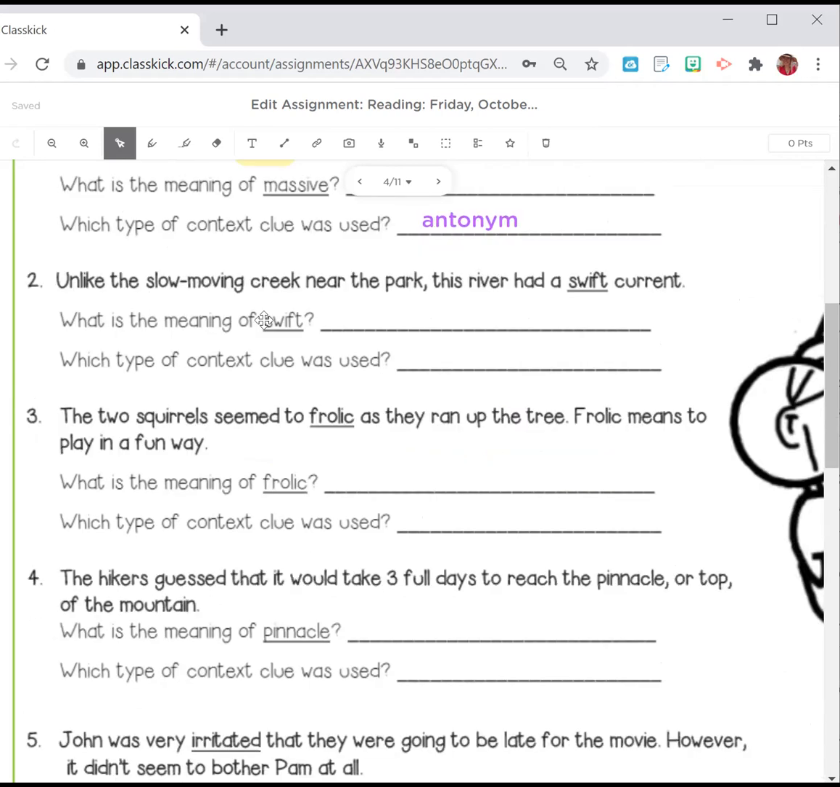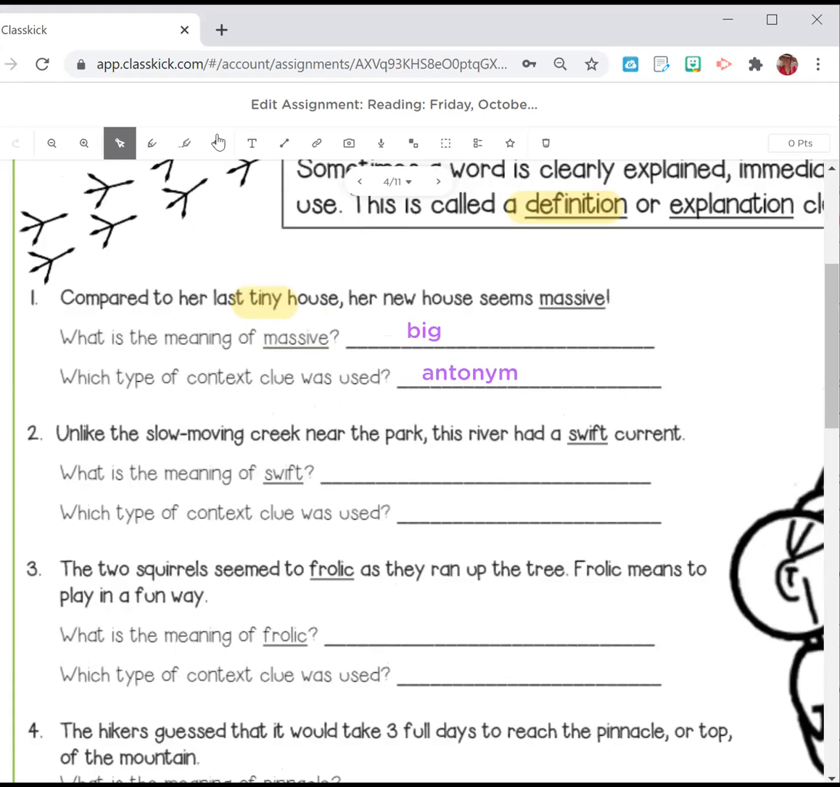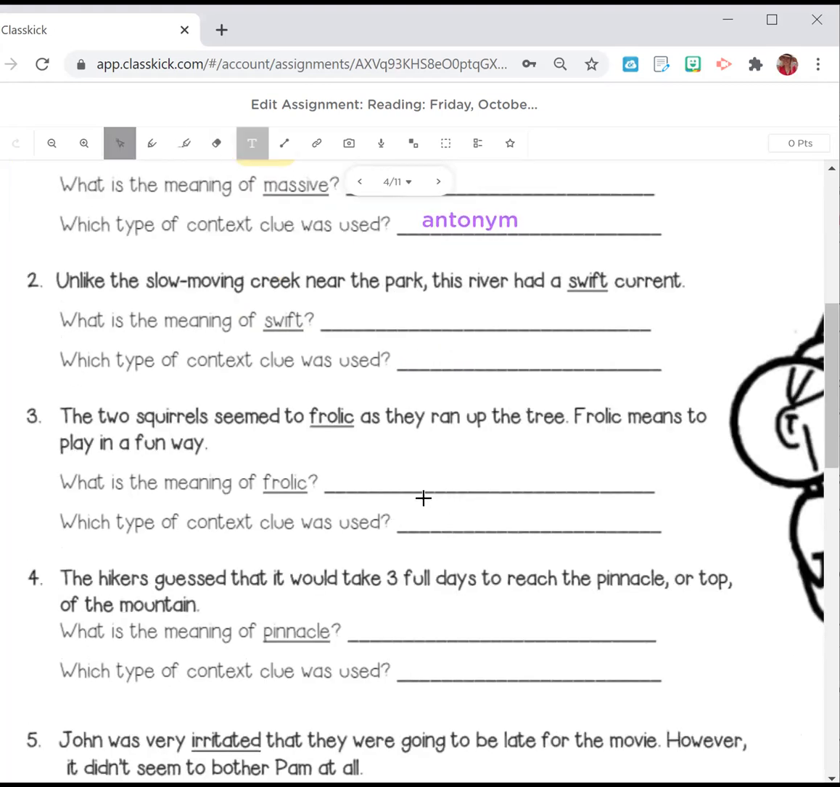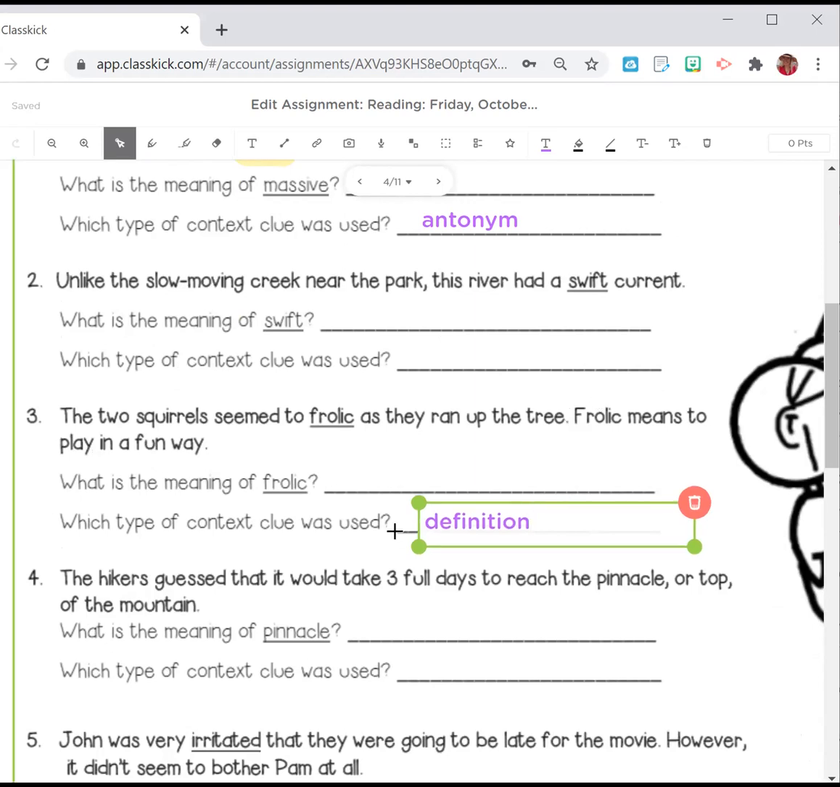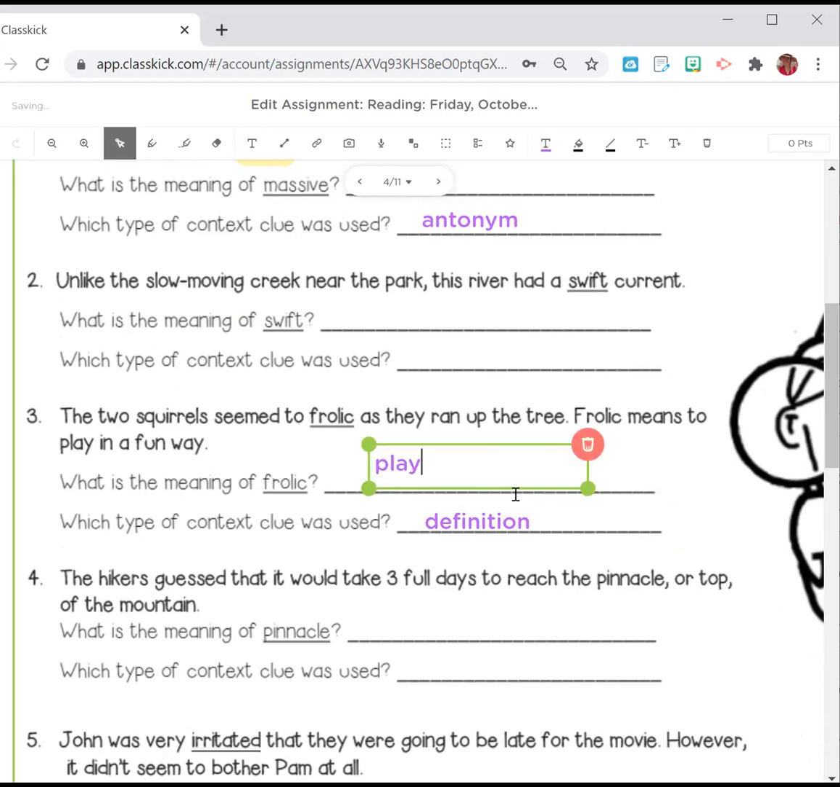Number 3, you're going to do number 2 on your own. Number 3, the 2 squirrels seemed to frolic as they ran up the tree. Frolic means to play in a fun way. It tells me what frolic means. It gives me the definition. So that's the type of context clue, definition. And I can see up here that frolic means to play in a fun way. So it means to play.